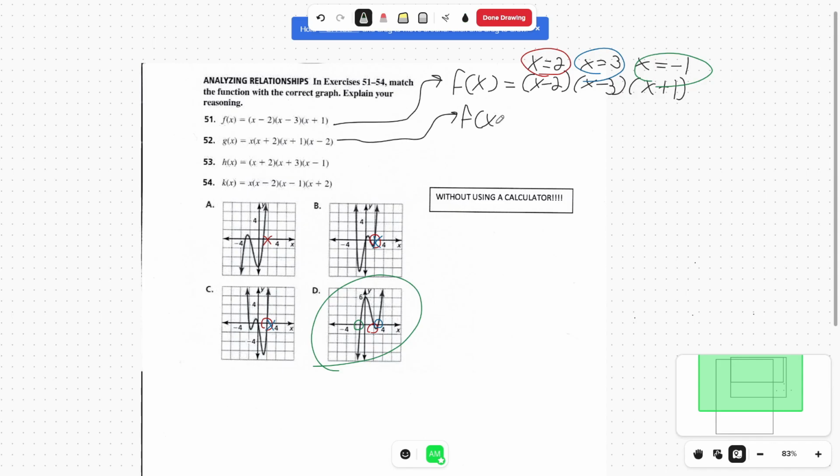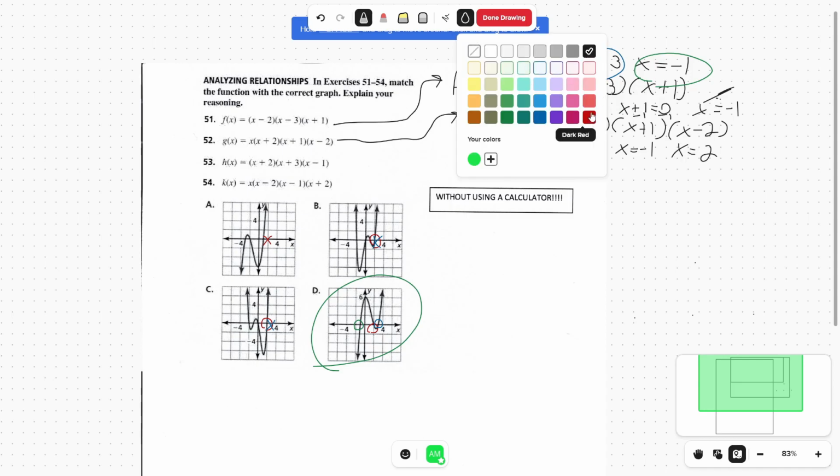52: f of x equals x times x plus 2 times x plus 1 times x minus 2. So this one, it's the same exact thing, except we have this x in front, which automatically means that x equals 0, x equals negative 2, x equals negative 1, and then x equals 2. Anyways, let's take a look for where all these are.